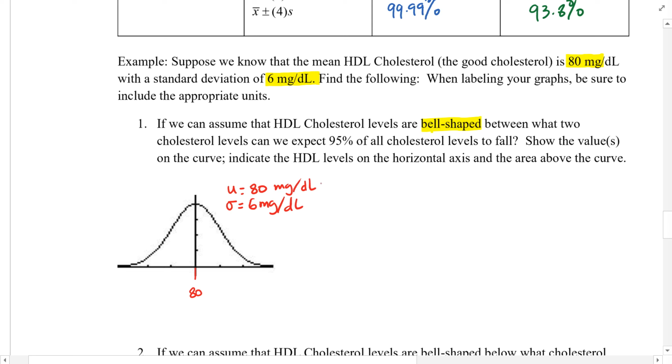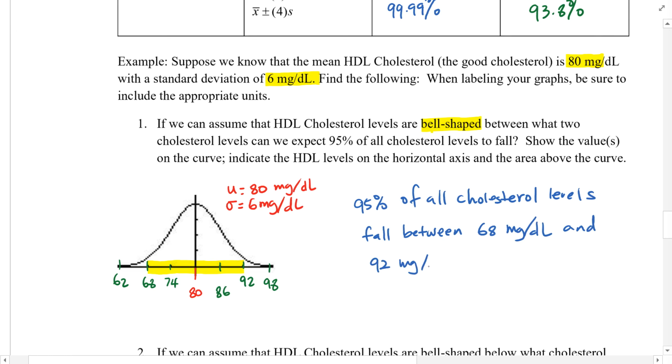Alright, so one standard deviation above the mean, I add one sigma, which is 80 plus 6, giving me 86. Add 6, give me 92, add 6 again, give me 98. And so I want 95% of data within 2 standard deviations of the mean. So that is negative 2 sigma to positive 2 sigma. Meaning I want from this one all the way up here, that will be 95%. Well, I can say 95% of all cholesterols fall within 68 and 92.